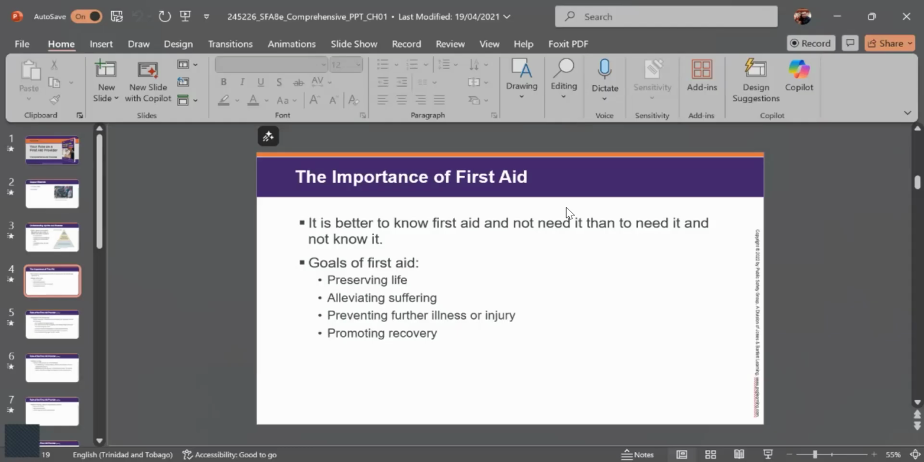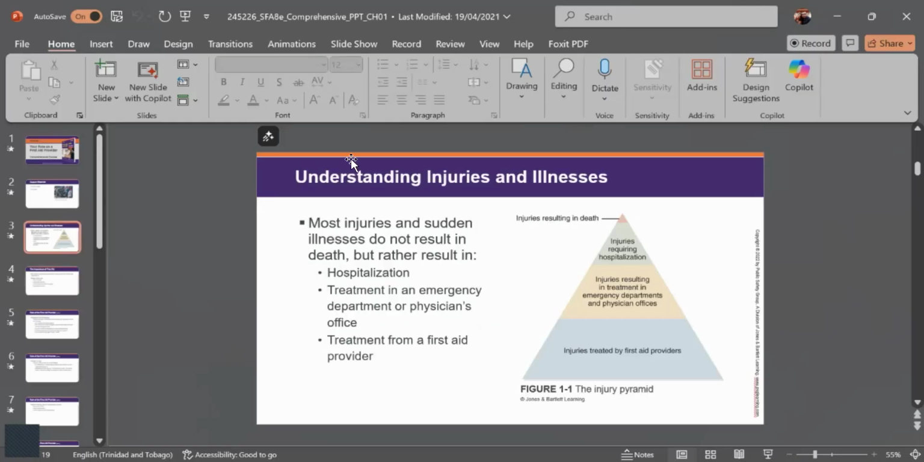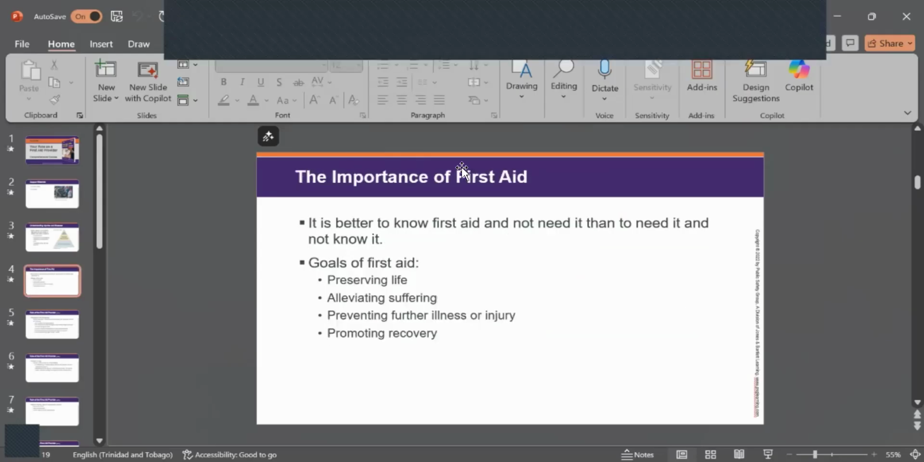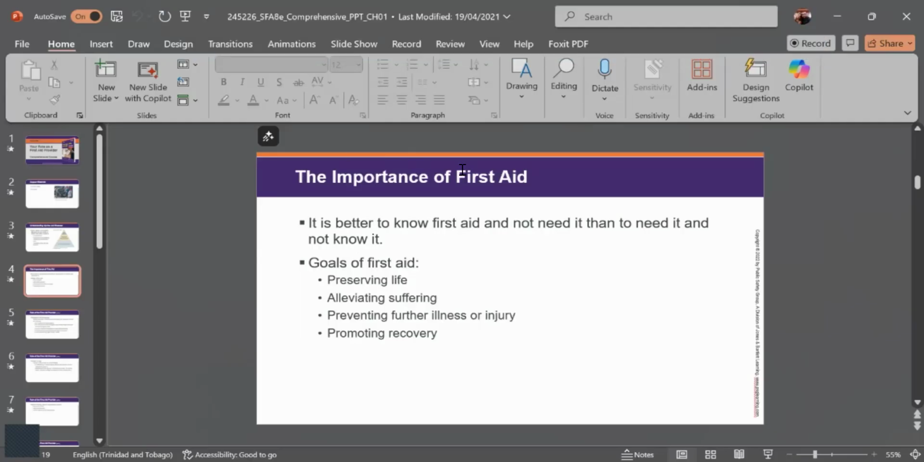The goals of first aid, we have 4 of them listed there. The number one goal is to preserve life. What is the absolute worst thing that can happen to someone? We go back to the pyramid, the top there. Somebody needs to say it. Death. That's the absolute worst thing. So our first goal is to preserve life, to keep the person alive. Whatever we are doing must be geared towards keeping the person alive.